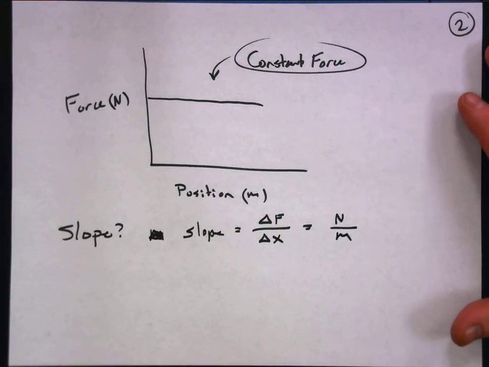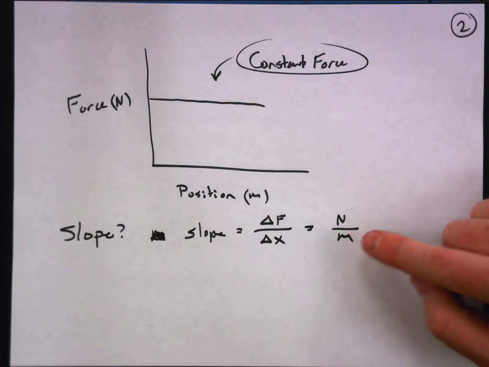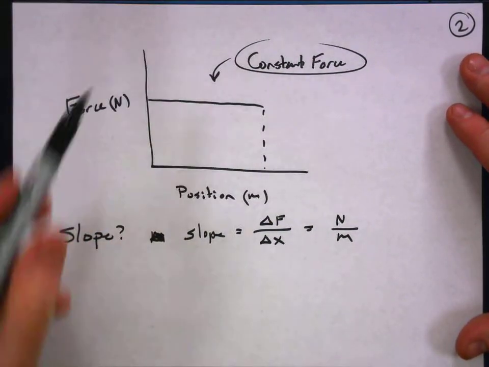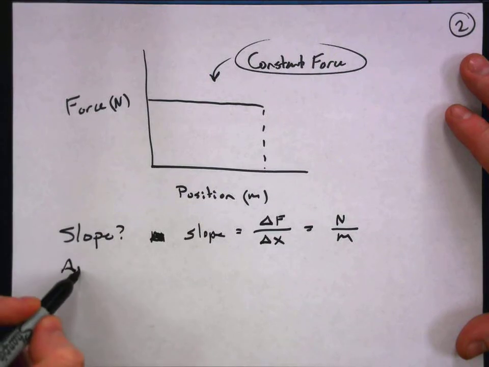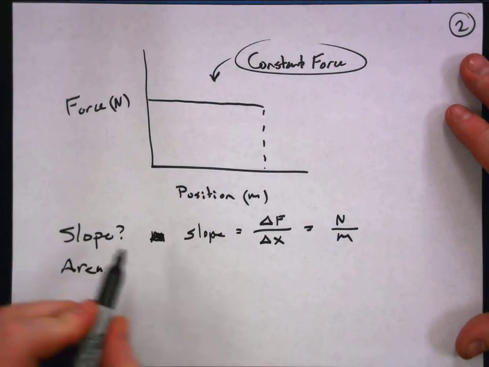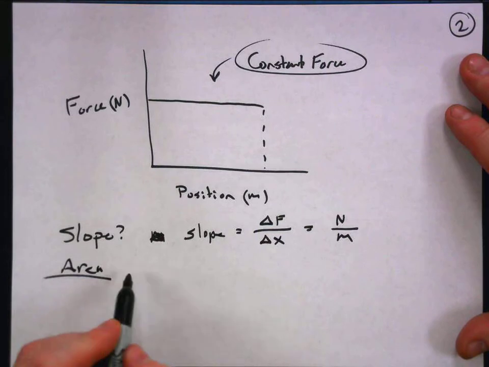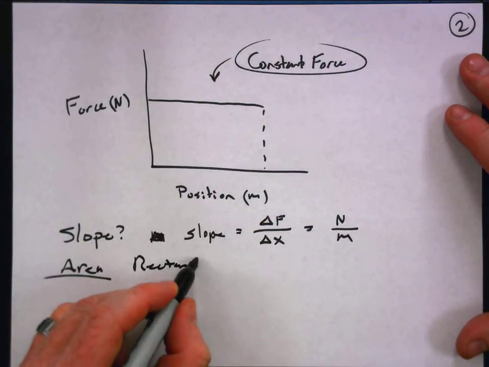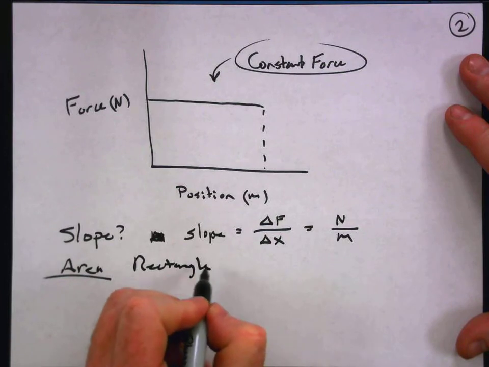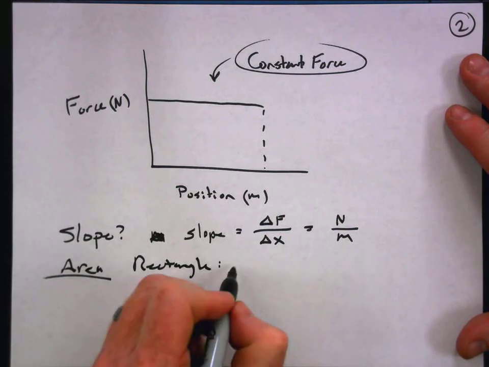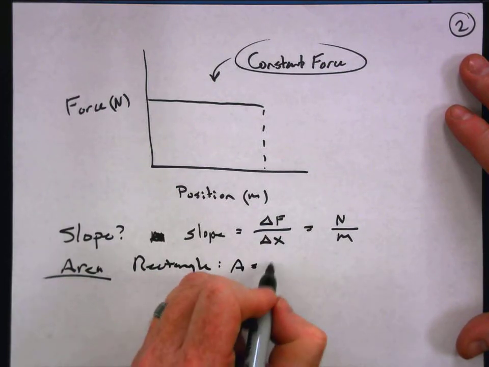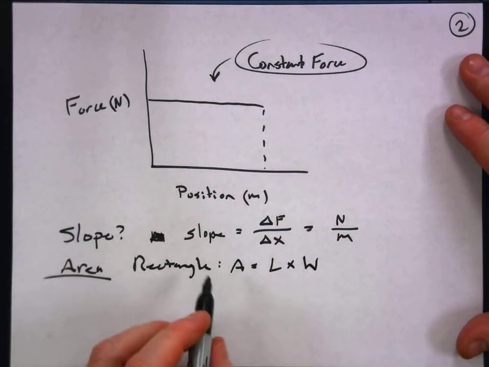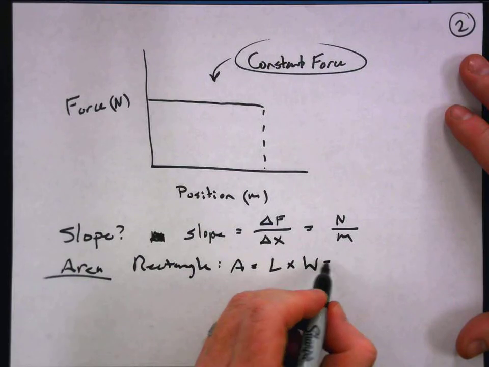But work does have newtons and meters in it. So there's another thing to look at, and it happens to be the area under the curve. So this is a rectangle. It's very easy. So the area of a rectangle is just length times width. And so what are we going to get? What does length times width equal here?